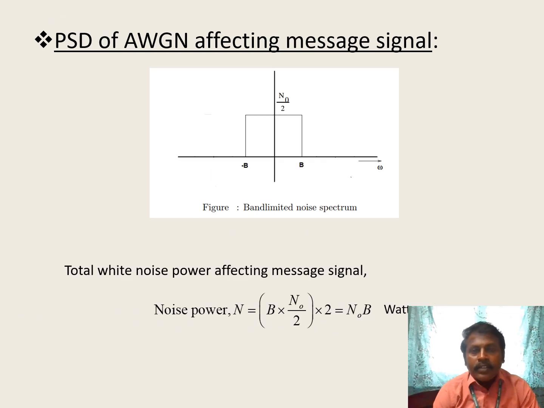Then the power spectral density of additive white Gaussian noise affecting the message signal with limited bandwidth spectrum, where the noise power N equals B into N naught by 2 into 2, which is N naught B watts.